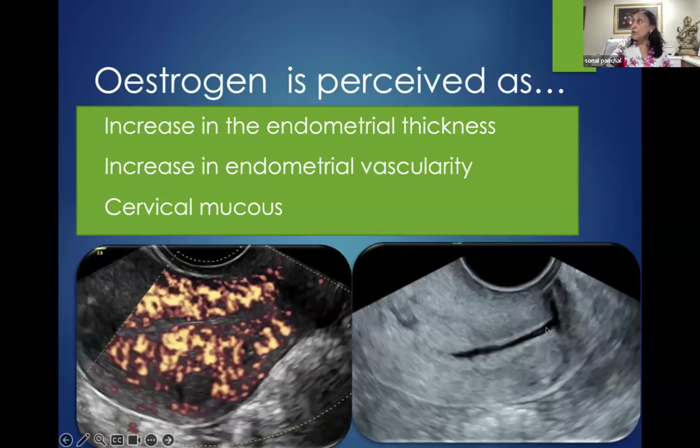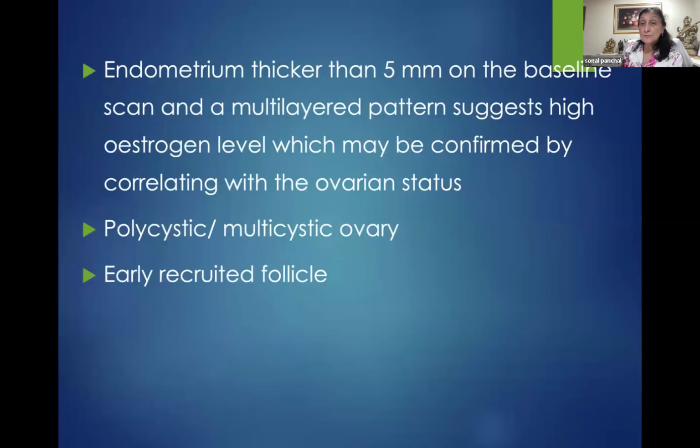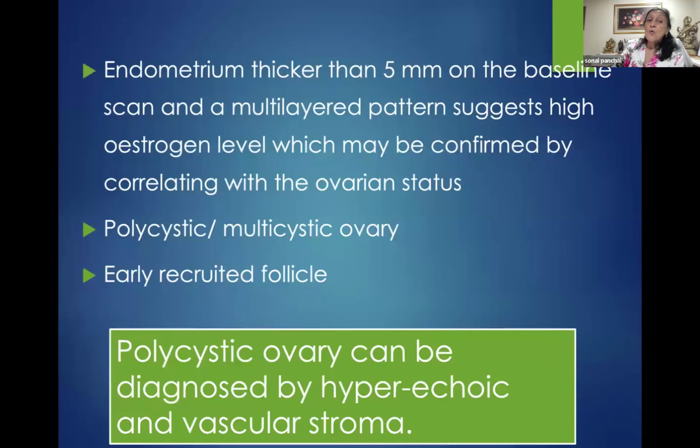So as follicular growth starts and vascularity is documented, it means the estrogen secretion is increasing. This estrogen effect must always be confirmed by looking at the endometrium. If you find an endometrium thicker than 5 millimeter on the baseline scan with a multi-layered pattern, it suggests a high estrogen level, which must be confirmed by correlating with the ovarian status, wherein the ovary may show either a polycystic ovary or a multicystic ovary, or there may be an early recruitment of the follicle.